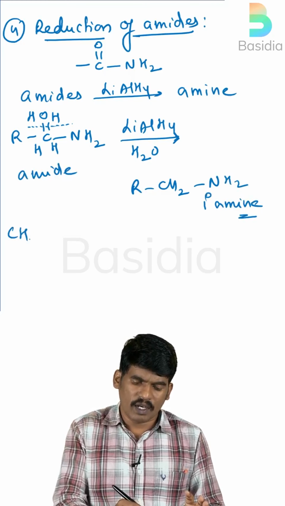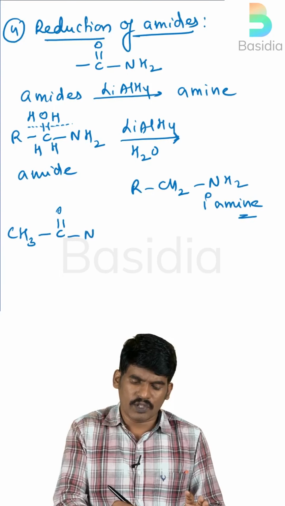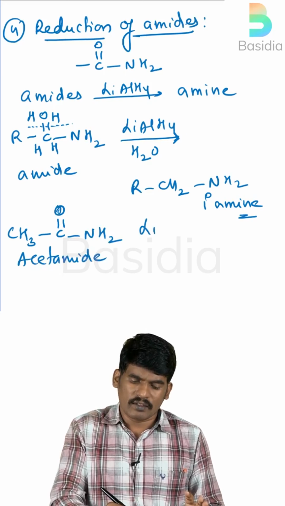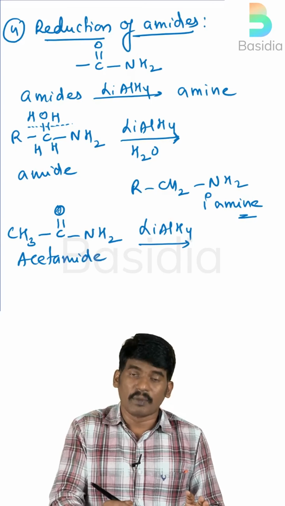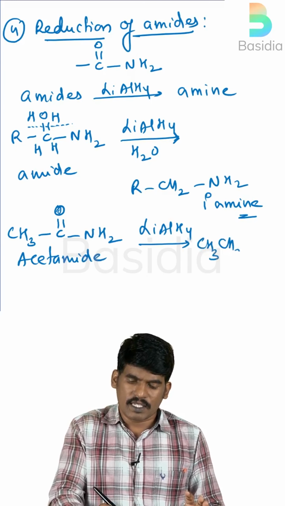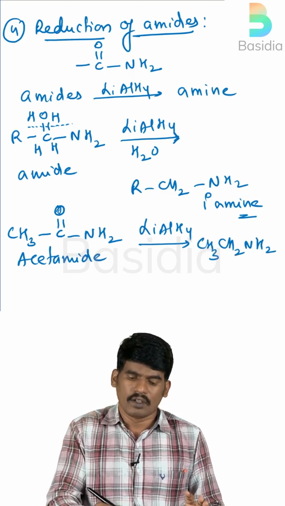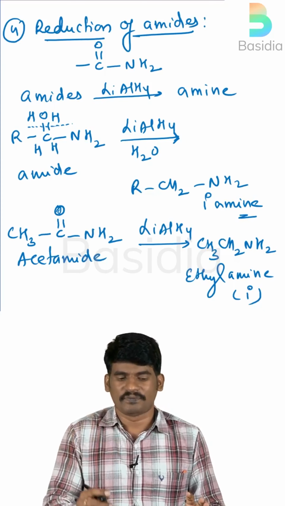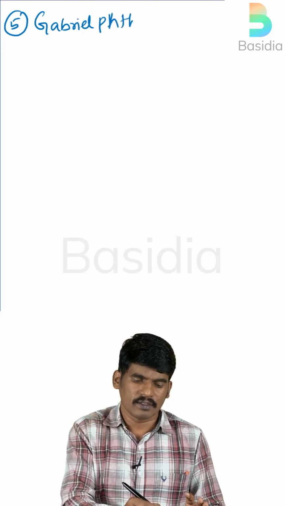If you take an example, CH3CONH2, this is called acetamide. Undergoing reduction with lithium aluminum hydride, it gives CH3CH2NH2. This is called ethylamine, an example of a primary amine. And next, a very important reaction we have, that is Gabriel phthalimide synthesis.